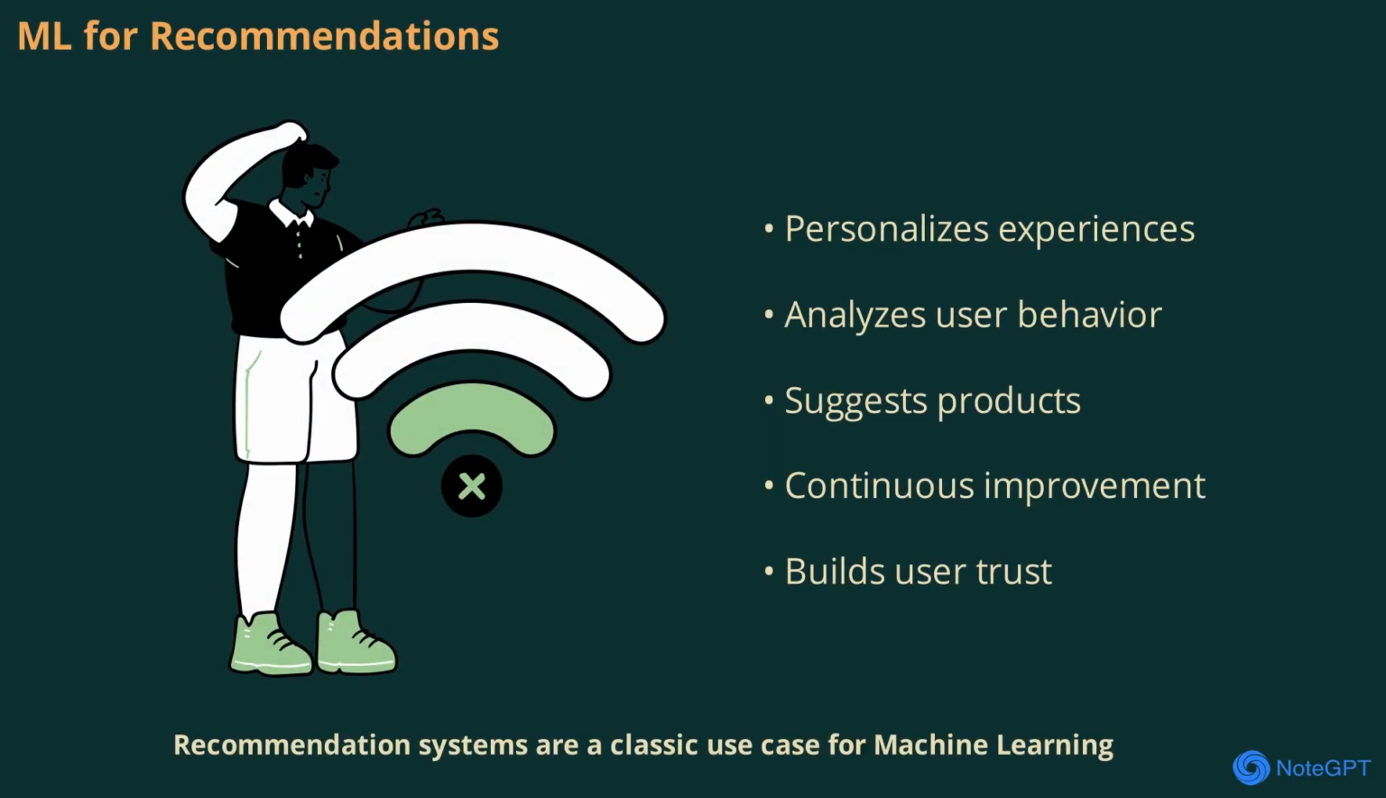Recommendation systems are a classic use case for machine learning. ML algorithms analyze user behavior and preferences to suggest products, movies, or music. By learning from past interactions, these systems personalize experiences and increase engagement. The interpretability of ML models helps developers understand why certain recommendations are made, allowing for continuous improvement and user trust.